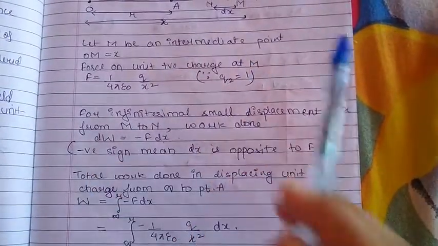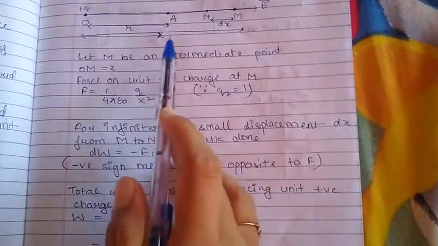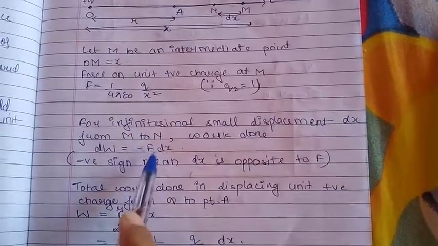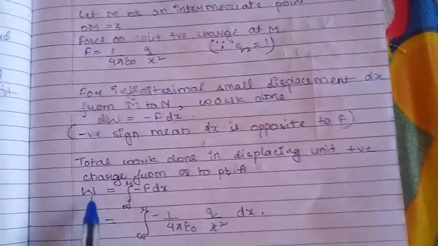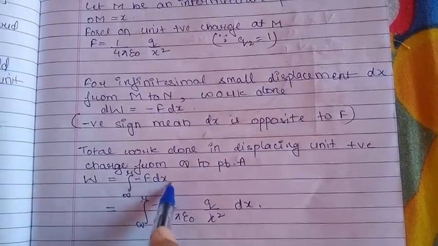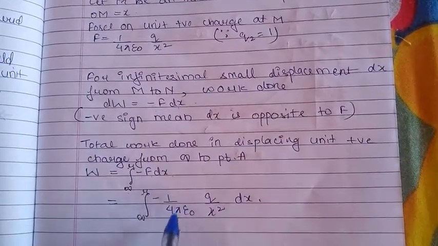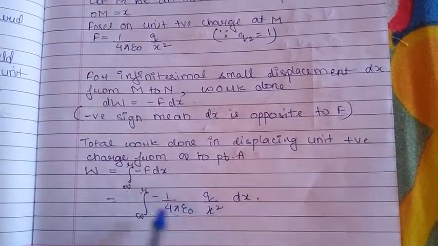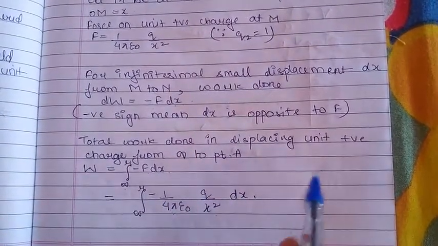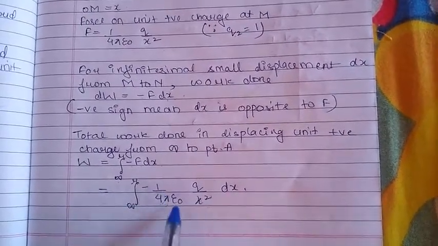Now if you have to consider the displacement of that unit positive charge from infinity to point A, you have to integrate this formula from infinity to point A. So the total work done will be the integration of this small work done, so integration of minus F dx from infinity to r. We have seen the formula for the force, that is 1 upon 4 pi epsilon naught q by x square. Here again the negative sign means that the displacement and force direction are opposite. These quantities 1 upon 4 pi epsilon naught and q are constant, so we will integrate 1 upon x square with respect to dx.